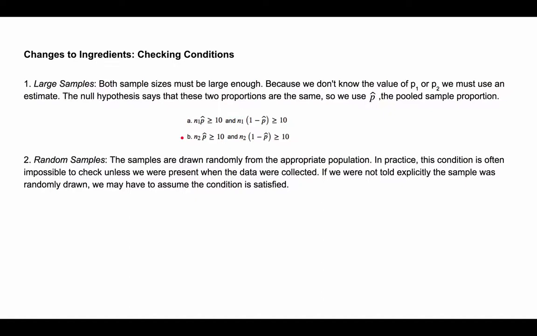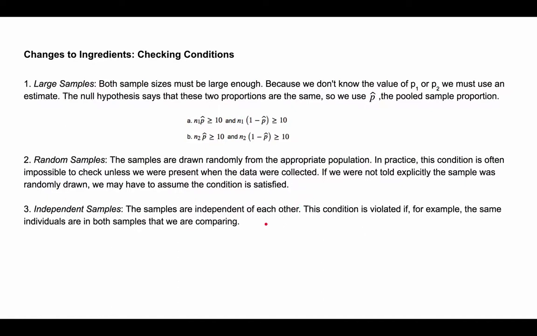Now condition 2 is random samples, so the samples are drawn randomly from the appropriate population. In practice this condition is impossible to check really unless we're there when the data was collected, but for the purposes of your homework you just need to watch out for the words randomly drawn, or you'll basically be told that the people are randomly selected. If you're not told that, you should just assume it and then write down in your hypothesis testing, we have assumed that the populations were randomly drawn.